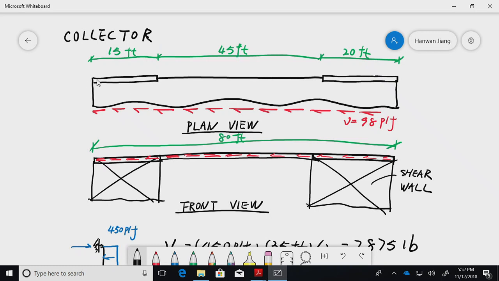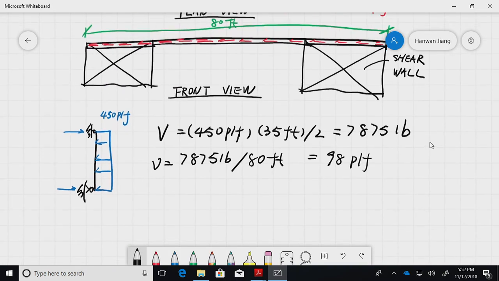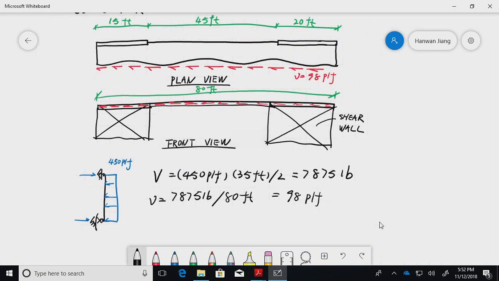As we have talked about before, in here we consider the shear wall takes all the loading, and the collector is only responsible for transferring the loading from one shear wall to the other, right? So the unit shear in the shear wall is going to be the total 90 PLF times 80, and divided by the total length.